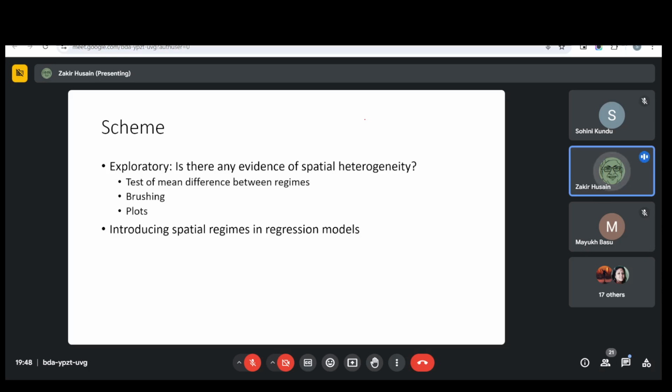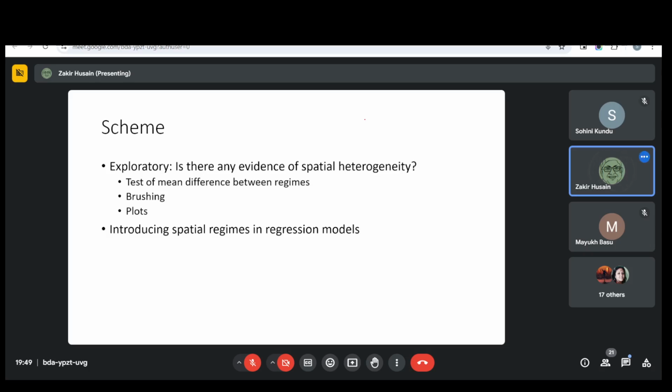So in today's lecture, what we are going to do is we'll start off with an exploratory analysis and try to find out whether there's any evidence of spatial heterogeneity. So we'll first look at something that I think most of you have done, a test of a mean difference between regimes. So we have two groups. We divide the entire region that we are studying into two subgroups, and we find out the value of the variable in each of the two groups, and we simply test for the difference. This is the t-test or ANOVA.